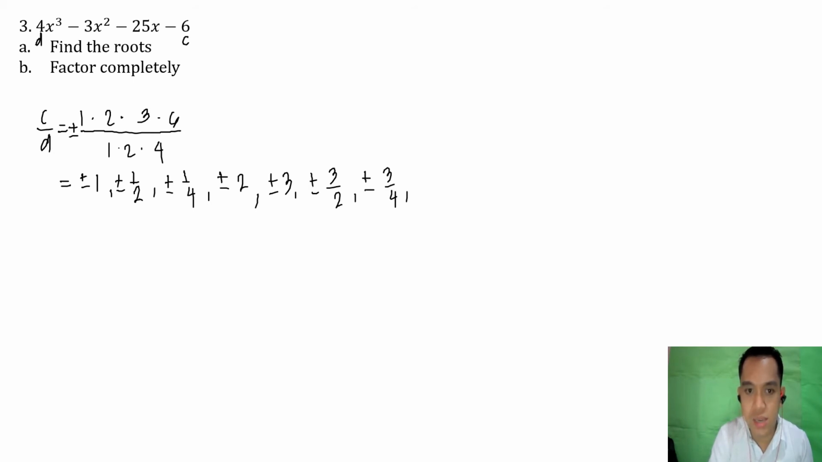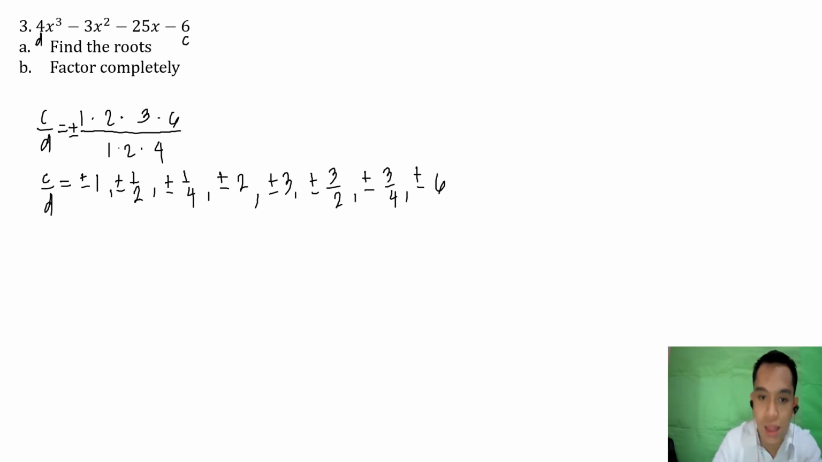Then next is 6 divided by 1, positive, negative 6. 6 divided by 2 is 3. Mayroon na tayong 3, kaya wag mo na rin isulat yun. 6 divided by 4 is 6 fourths. At kapag kinuha mo ang lowest term, that is 3 halves. Kaya wag mo na rin isulat kasi may 3 halves na tayo dito. Okay, then use the synthetic division to determine the real roots of our polynomial.